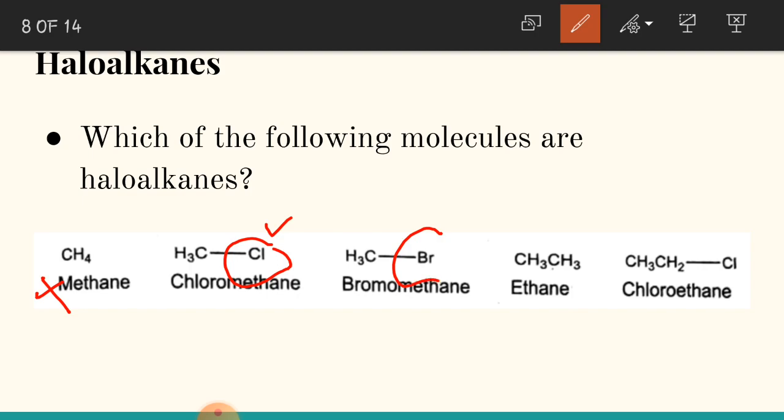In the third case, you may easily recognize the presence of another halogen atom, that is bromine. So bromomethane is also a haloalkane. In case of ethane, none of the hydrogen atoms has been replaced by any functional group. So therefore it is a hydrocarbon and not a haloalkane. It is an alkane. In the chloroethane, you may easily recognize the presence of the chlorine atom. So this is a haloalkane.